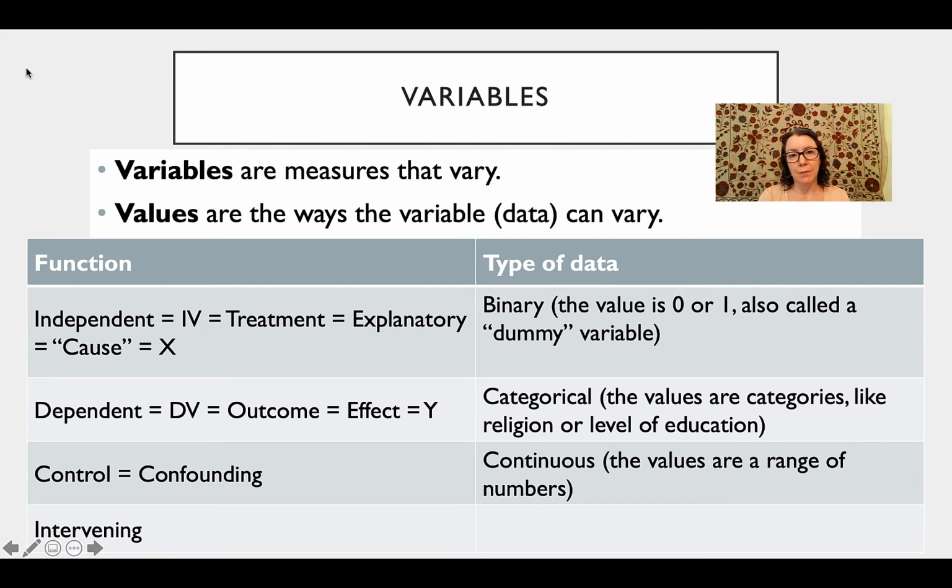For example, if a variable was regime type, the values could be democracy or dictatorship. Or if the variable is a measure of corruption, the values could be a number between 0 and 100.